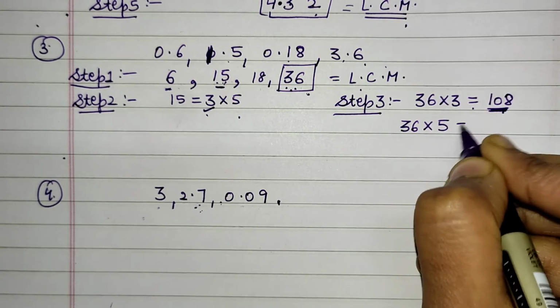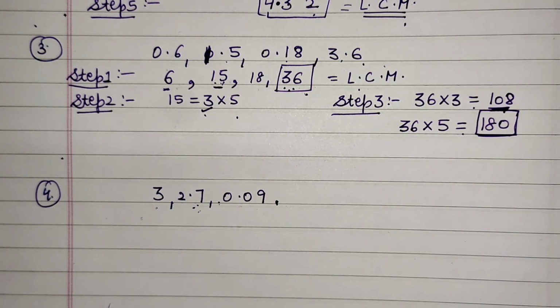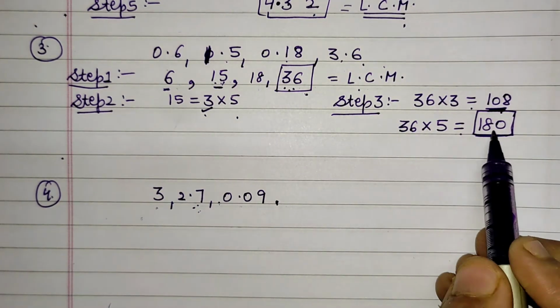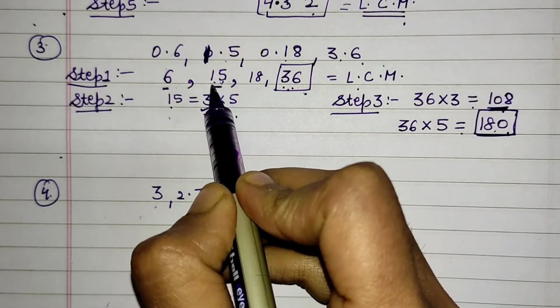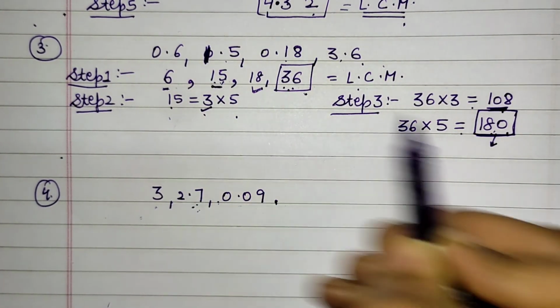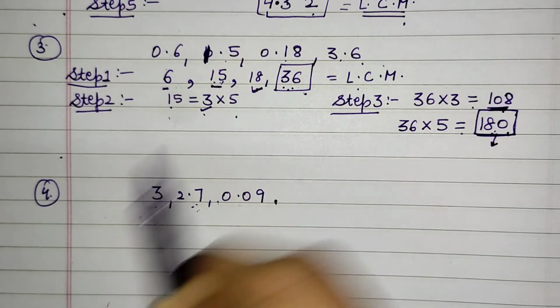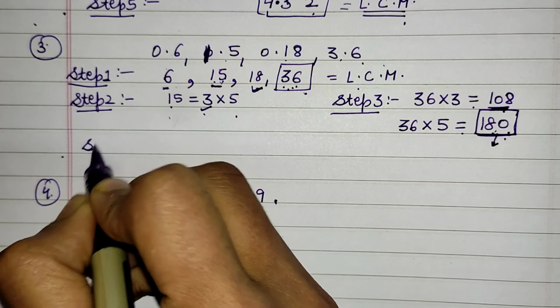Then 36 into 5. 36 into 5 will give you 180. So you can see very clearly that 180 is divisible by 15. Then check 180 with your next value. 180 is also divisible by 18. Next, 180 is also divisible by 36.